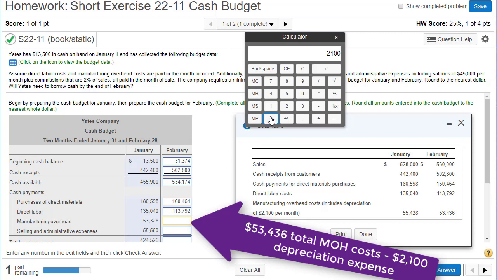All these other manufacturing overhead expenses are cash expenses. So that gives us $51,336.